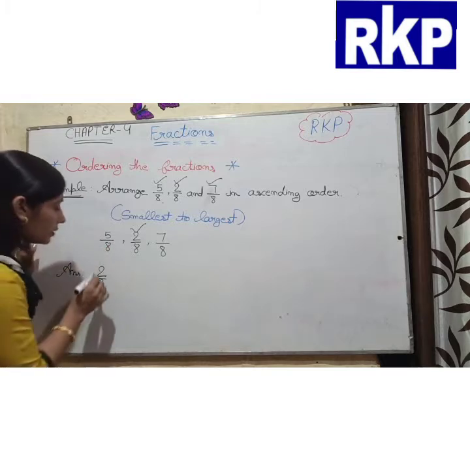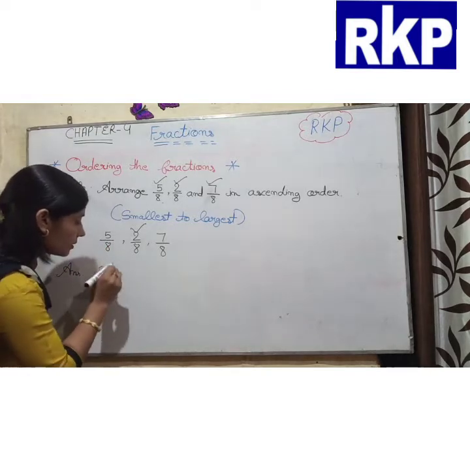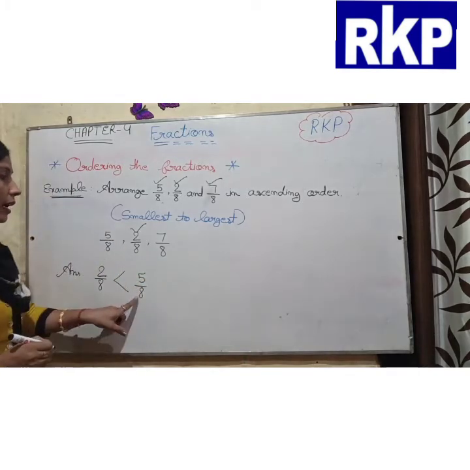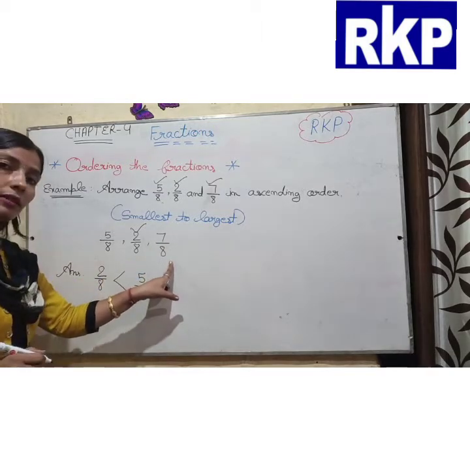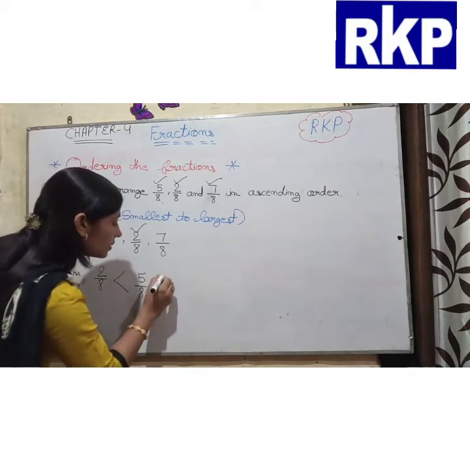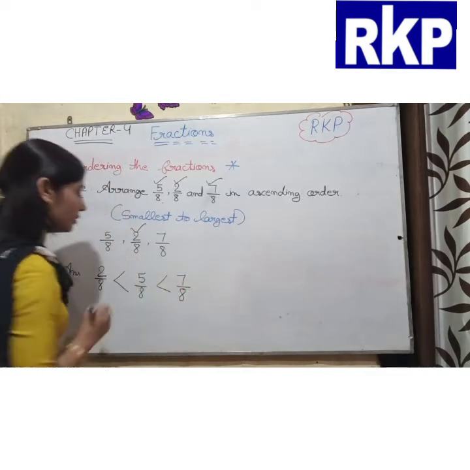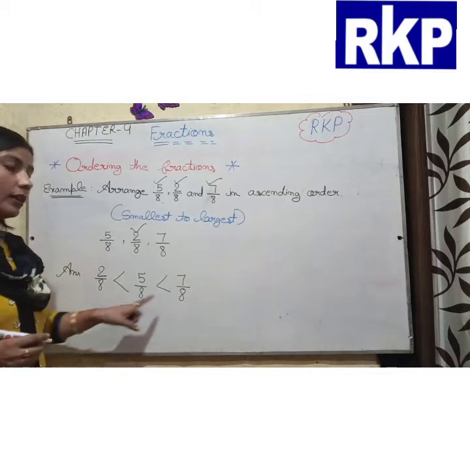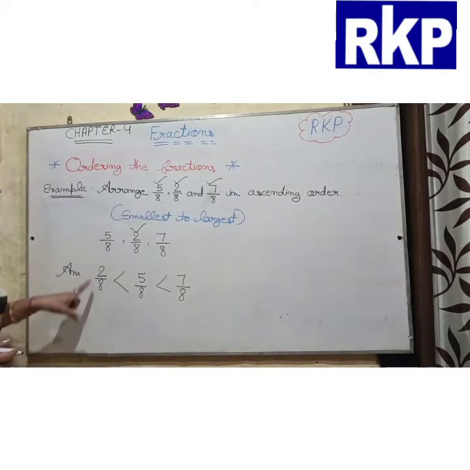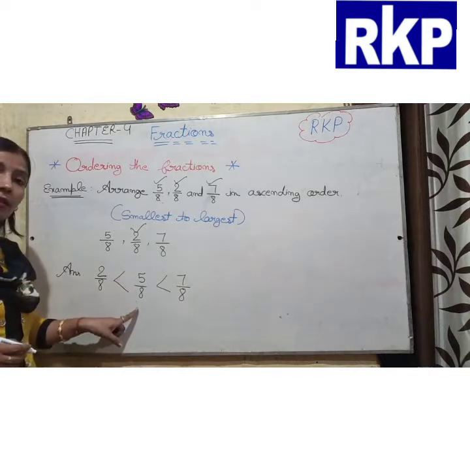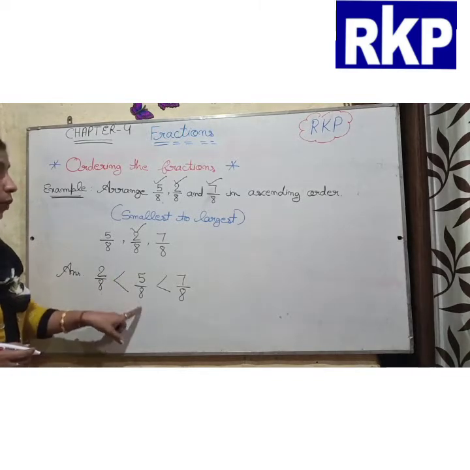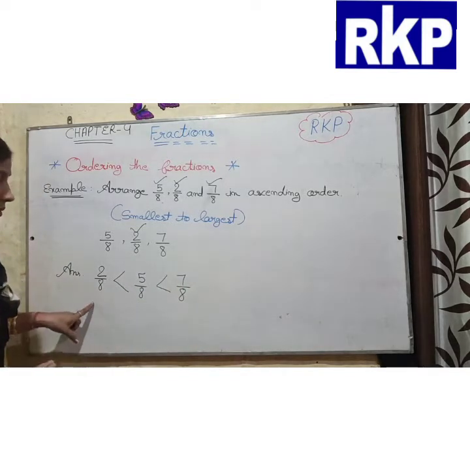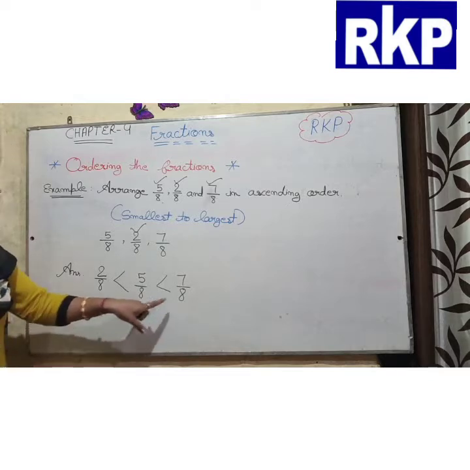We can write it like this: 2 by 8 is smaller than 5 by 8. Now we have only 7 by 8, so we write 7 by 8. Now these fractions are arranged in ascending order. 2 by 8 is smaller than 5 by 8 and 5 by 8 is smaller than 7 by 8. In this way, we arrange fractions in ascending order.